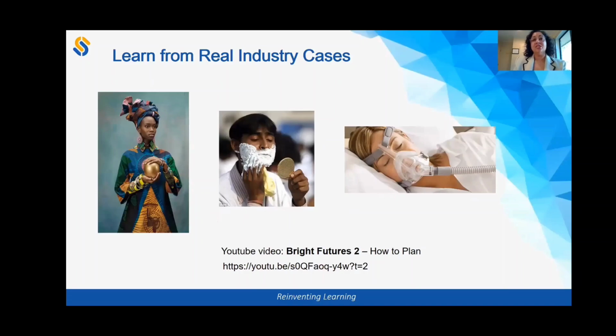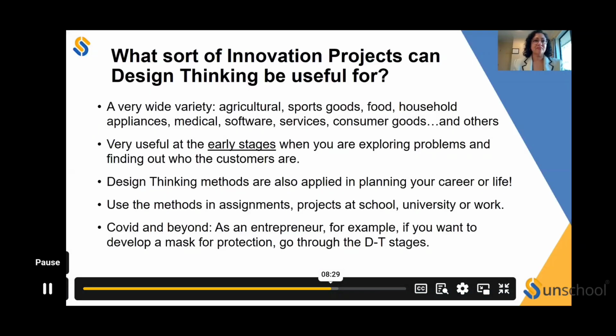Some of the real industry cases that I will be sharing in my course, a whole range from across the world, and some from New Zealand companies as well. And as I said, I often show the products that I'm talking about as well. So I can explain the process of how it was developed through the design thinking process, and how they applied it, and how they've been so successful. I also have a YouTube video called Bright Futures 2, which is about how you can plan for the future. So take a look when you have some time.